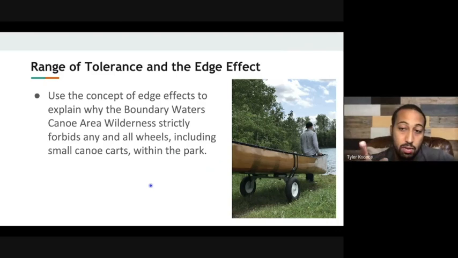So now, time to put some of this to work. Using your noggin and the concept of the edge effect, explain why the Boundary Waters Canoe Area strictly forbids any and all wheels, including small canoe carts, within the park. So think back to the last slide: why might this be a thing, especially in terms of biodiversity? I'll give you a second.